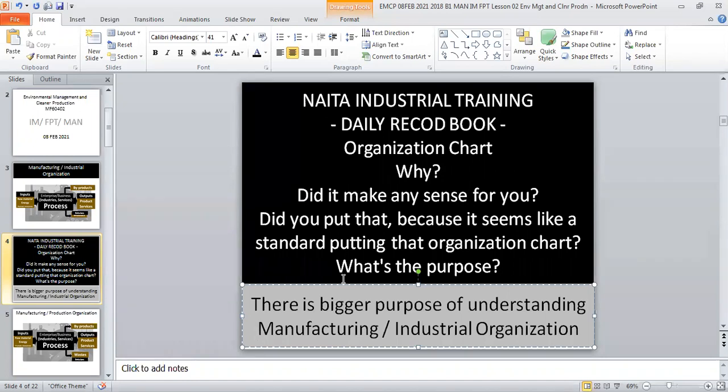Even when you go for interviews, to face the interview, to present yourself, if you are going for industry or any service sector, business or enterprise looking for a job, understanding their organization, at least the imagination of that, would be important. So that is a bigger purpose of understanding this.